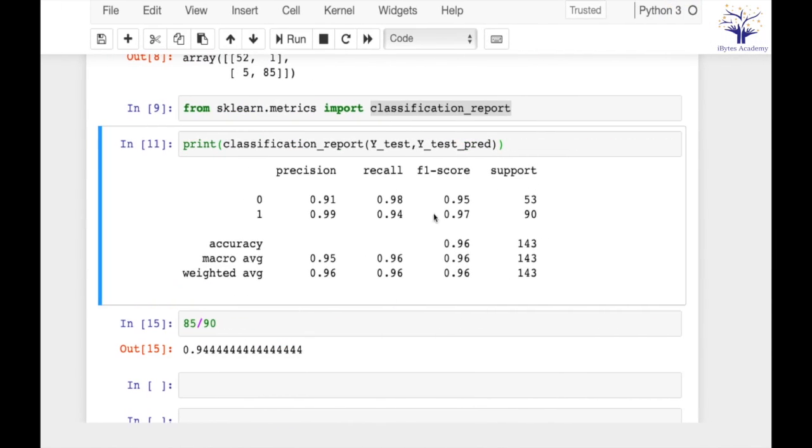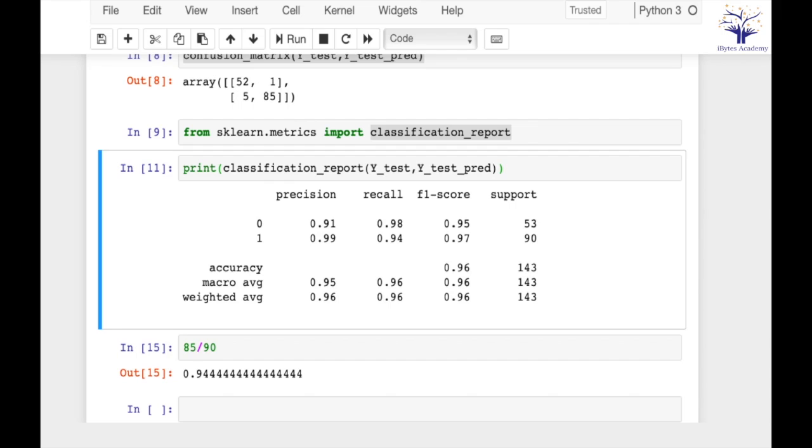Okay, so the harmonic mean of 0.91 and 0.98 will come out to be 0.95, and of 0.99 and 0.94 will come out to be 0.97. Okay, and we have support over here. What support means is the number of actual data points that belong to that class. So we can see that in total 53 points belong to class malignant, right? And a total of 90 points belong to class benign.